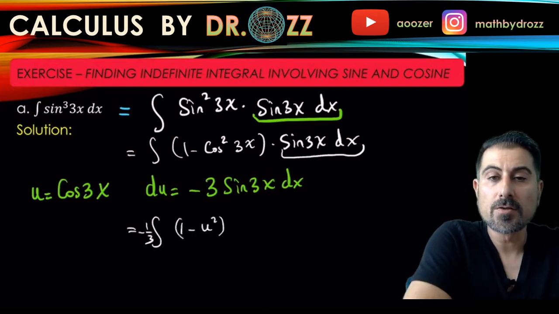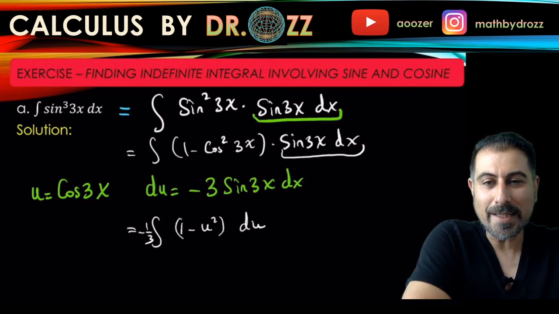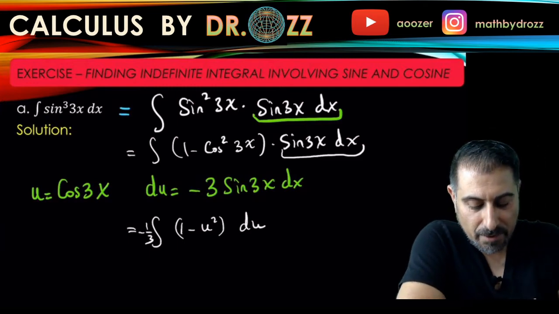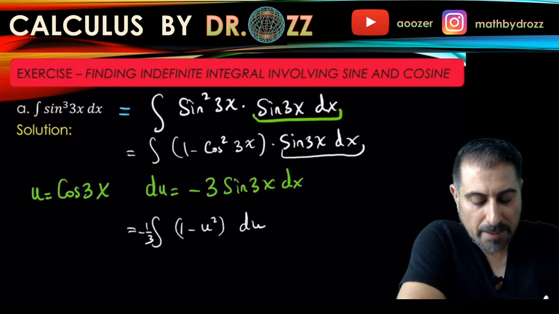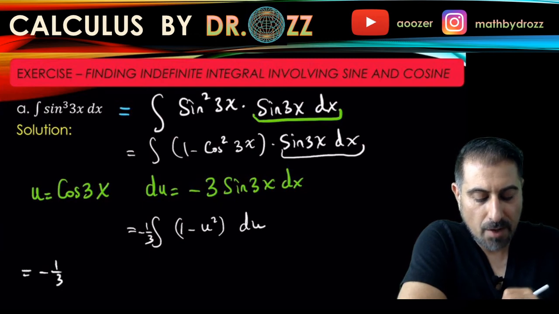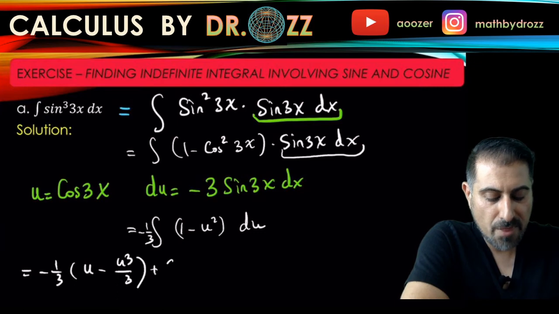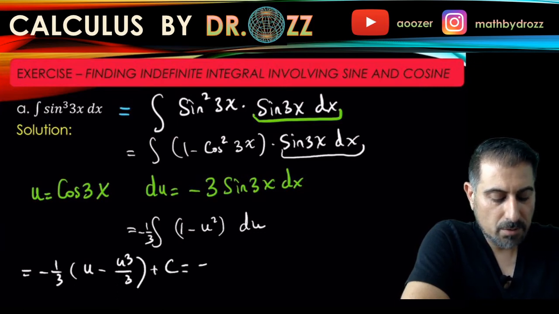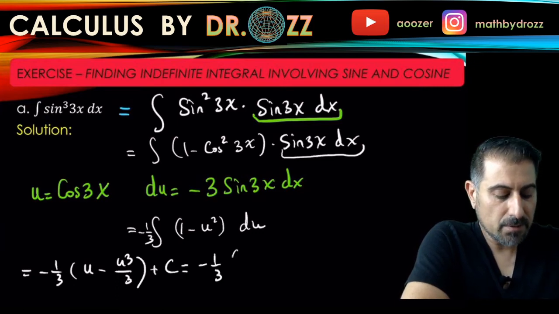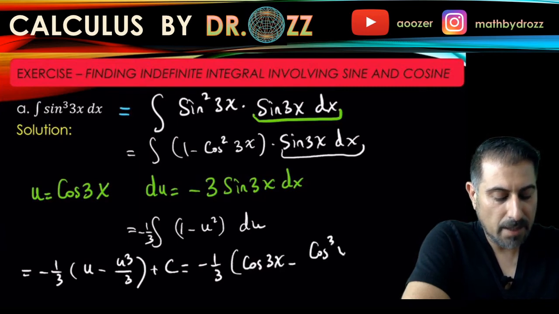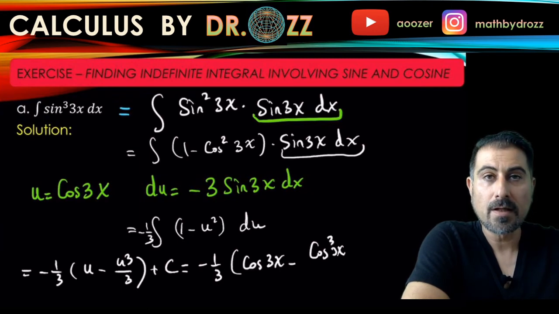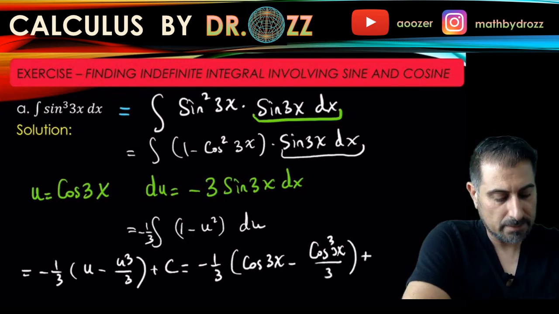So this whole complicated looking integral is turning into a very simple integral because we're just integrating 1 minus u squared. Let me continue from here. That's u minus u cubed over 3 plus c. And let's put the u back here: minus 1/3 times, cosine 3x minus cosine cubed 3x divided by 3, plus the integrating constant c.